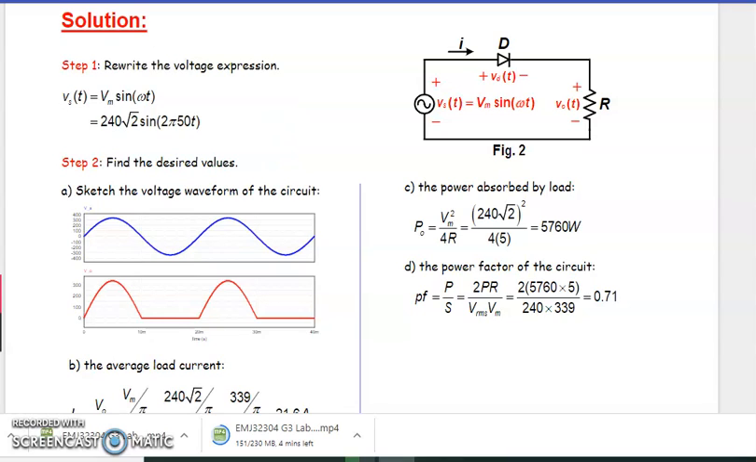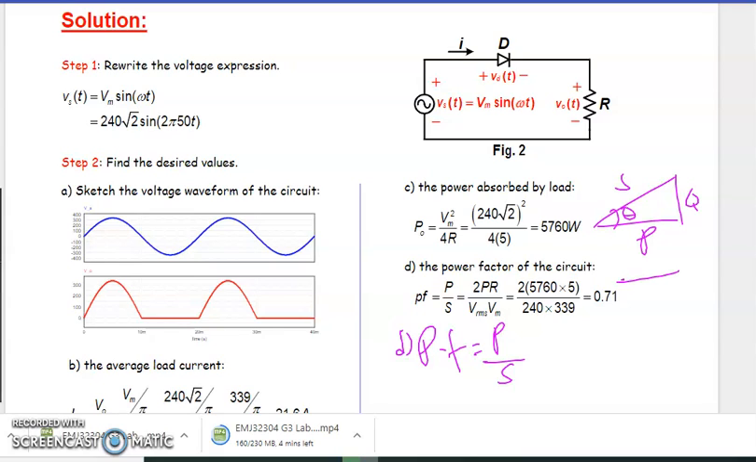Okay, still example 2. Just now we have missed the calculation of power factor. So power factor is our power factor, which is equal to P over S. If you remember our triangular power factor diagram, P, Q, and S.